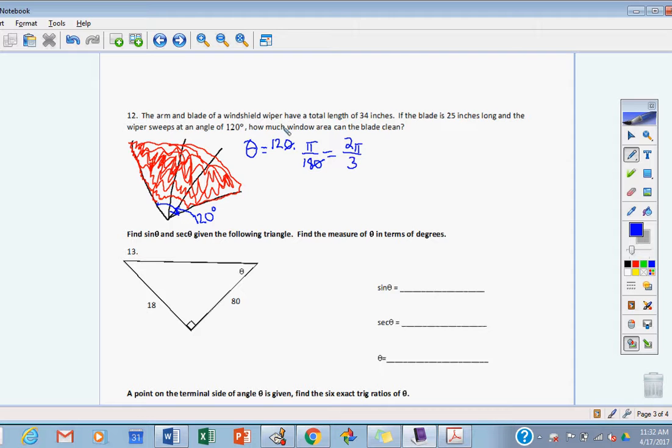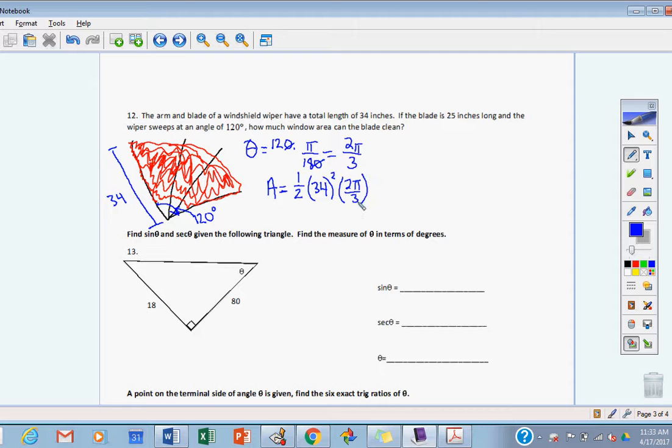So that's theta. This one's talking about area. So here's the deal. I'm first going to find the area of the entire problem. If you look at this, that's the length of the whole windshield wiper, which has a length of 34. If we were talking about the entire sector, I would have to do 1/2 r squared theta, so that would be 34 squared, and theta would be 2 pi over 3.